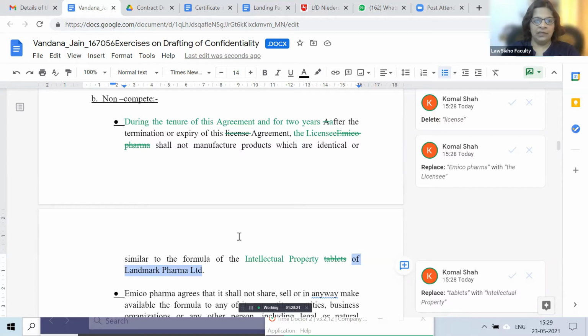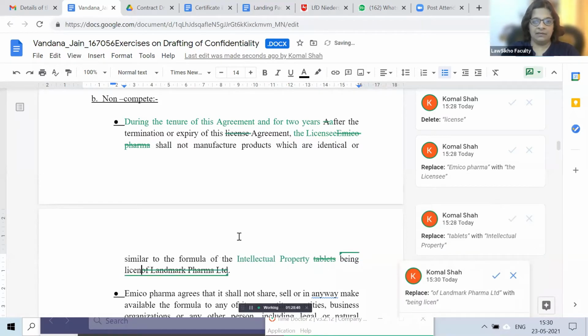Okay. But similar to the formula, you should not do even similar, identical or similar. So it's not only exact, but you should not do even identical or similar to the formula of intellectual property being licensed through this agreement. Okay.